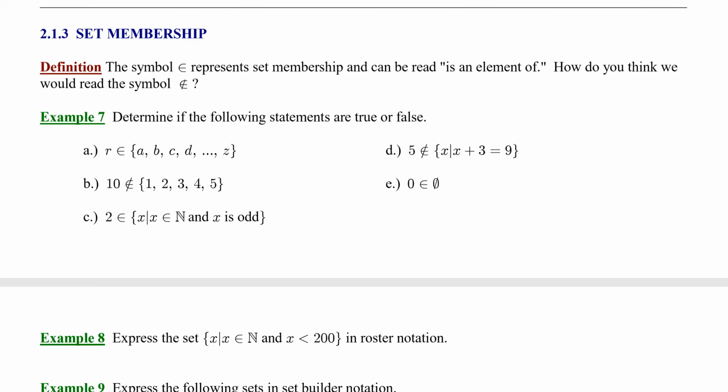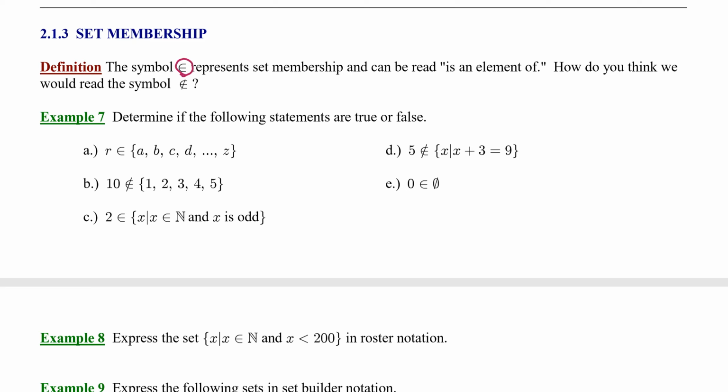At this point in section 2.1, we've learned that a set is a collection of elements with a common characteristic. We've also learned that we can express sets in roster notation or set builder notation. And we've learned about a couple of special sets, such as the empty set or the set of natural numbers. In section 2.1.3, we will learn how to express set membership with a special symbol which looks like an E.